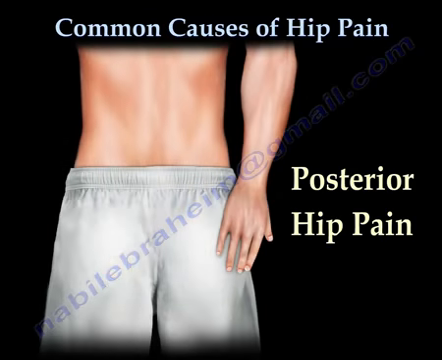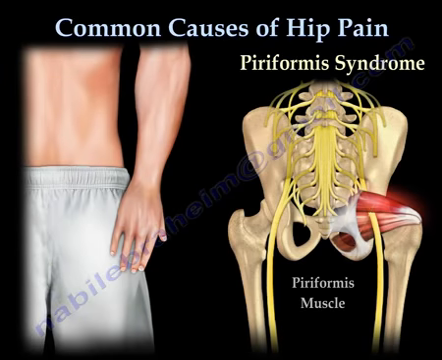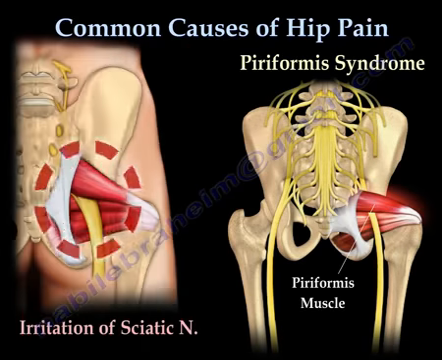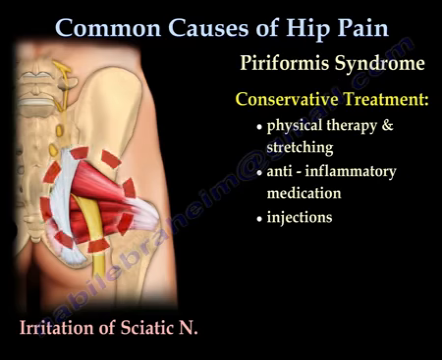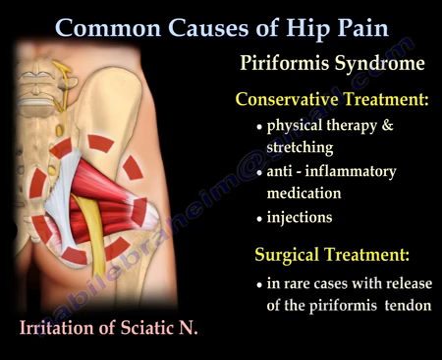Posterior hip pain occurs due to piriformis syndrome. Treatment is usually physiotherapy, stretching, anti-inflammatory medication, and injection. Surgery is extremely rare, reserved for severe cases that do not improve with conservative treatment. We must note that piriformis syndrome irritates the sciatic nerve.